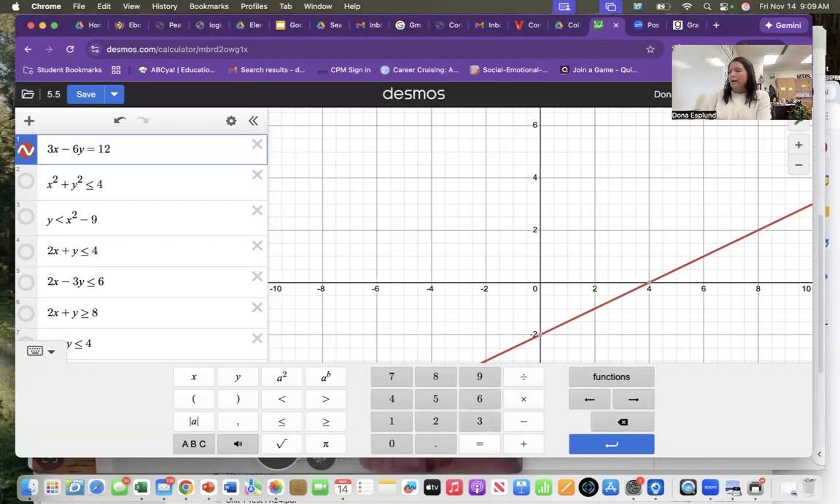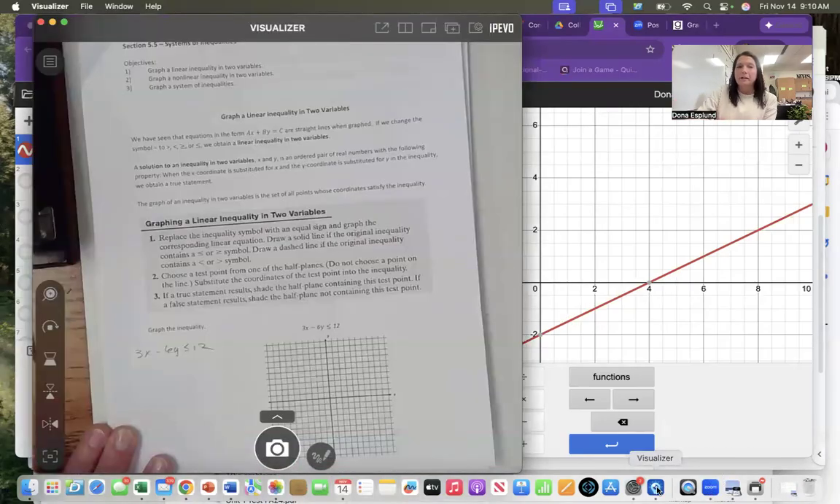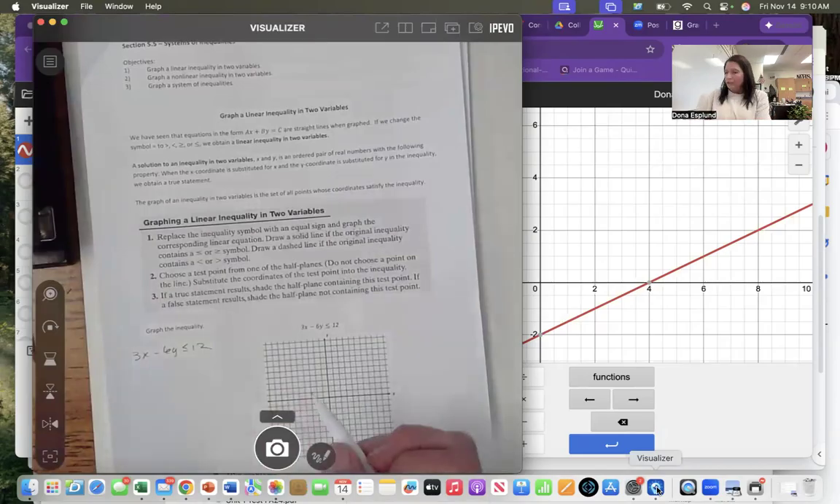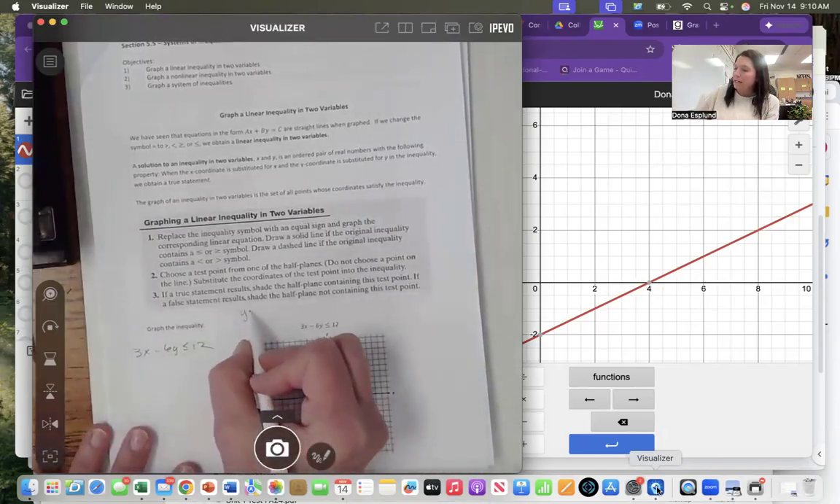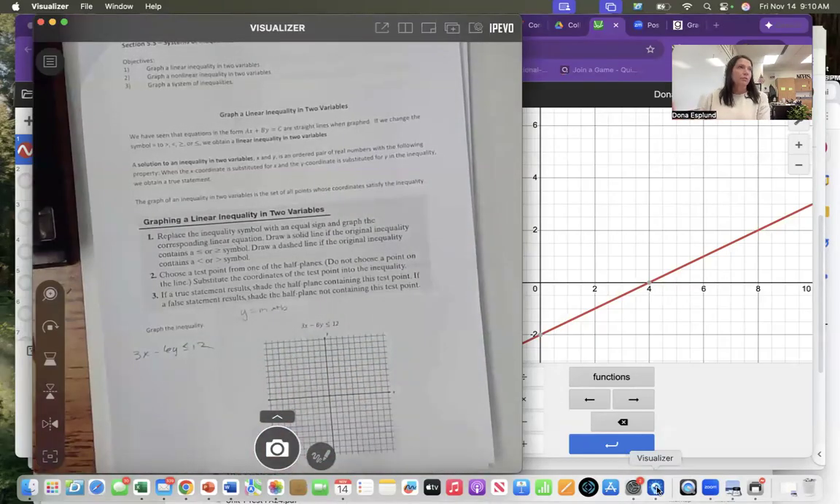And if I had to graph the line, what I would do is, since I have 3x minus 6y less than or equal to 12, I would go ahead and solve the equation for y. And what form am I putting that into? Slope intercept, right. So y equals mx plus b allows me to graph it really easily.